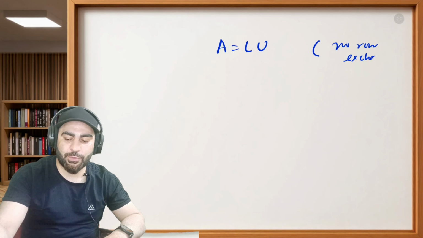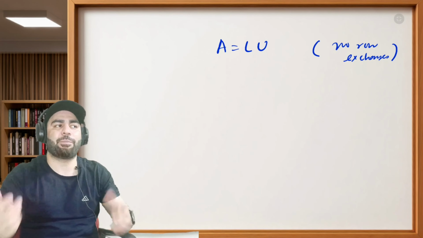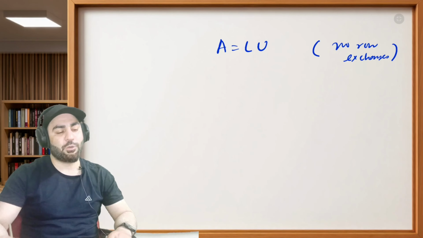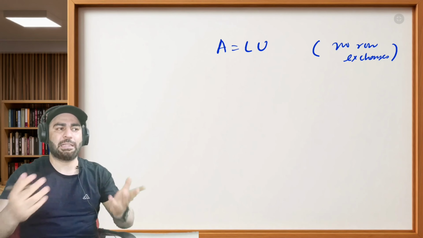So no row exchange should be there. So if there are row exchanges, what to do then? If there are possible row exchanges where a pivot is knocked out or a pivot becomes 0, we have to figure out a solution. There should be some way out so that we can handle these cases.